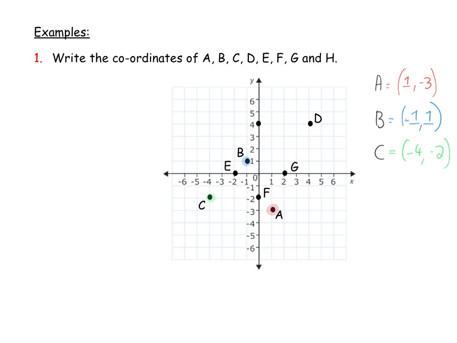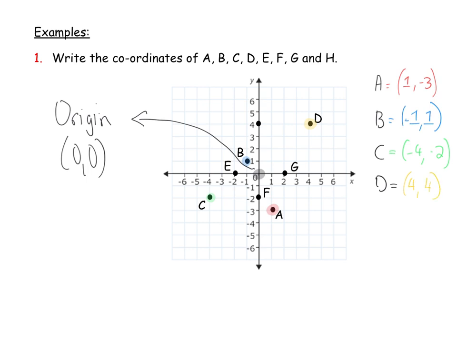I'm hoping that this is starting to make a bit of sense, and that you can remember it from the junior cycle. So D then is here. This one is the furthest part away. The key thing to remember is that the center part is what we call the origin, and the origin is 0, 0. Anyway, back to D. It's along the road 4, and it's up 4.